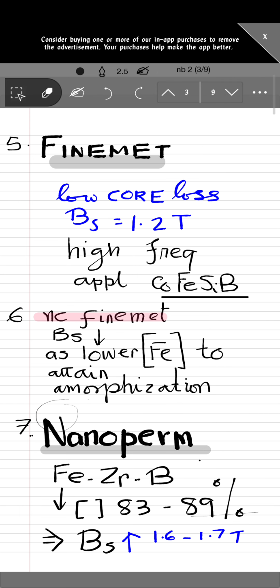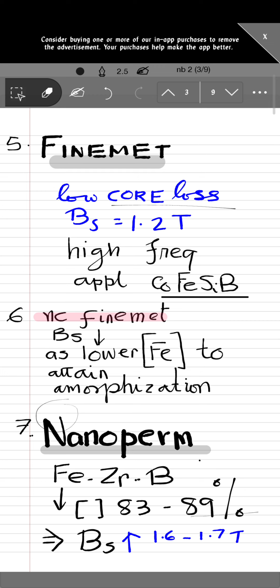There are materials called Finemet, which have a very low core loss and high saturation magnetization, and are therefore useful for high frequency applications. In nanocrystalline Finemet, however, the saturation magnetization value goes down. This is due to the tendency toward amorphization.